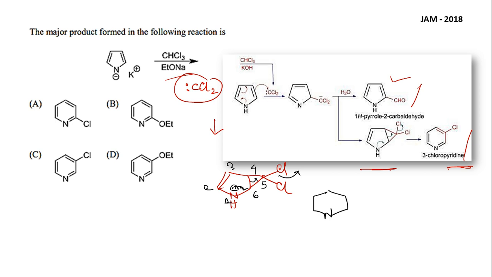You are getting a 6-member ring. This is 1, 2, 3, 4, and between 4 and 5 there is a bond. Here also between 1 and 6 there will be a bond. The 4-6 bond is broken, and at the 5 position one chlorine is removed, one chlorine will be there. So we are reaching the correct option, which is option C, 3-chloropyridine.